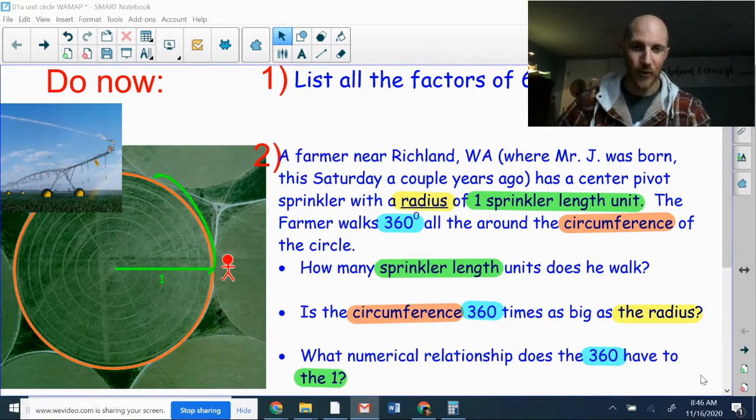We got two questions. First, list all the factors of 60. Yeah, straightforward enough. Secondly, some illustration and some background. I'll give you a bit of explanation before I set you loose on this. So, I grew up in Richland, Washington, where there are a lot of farms. It's all irrigated farmland, thanks to the dams and hydroelectric power, and we get irrigation as a result.